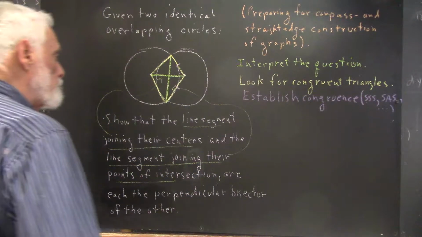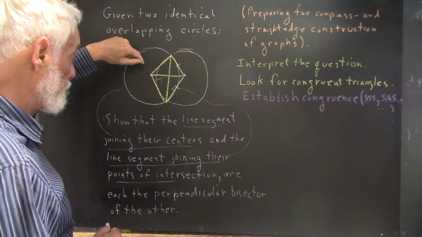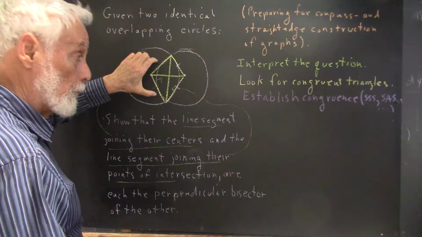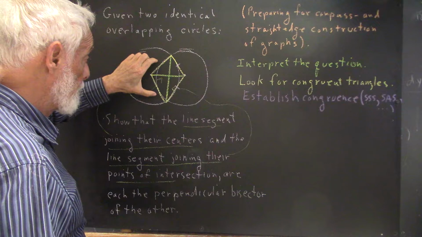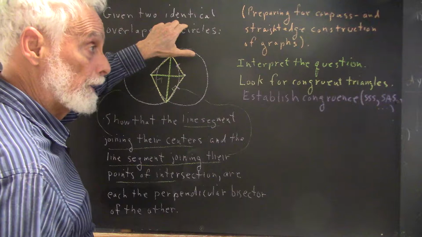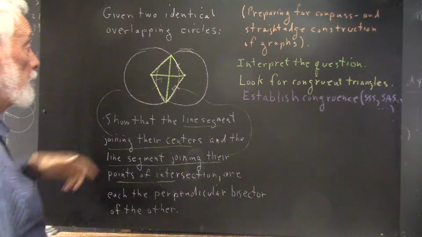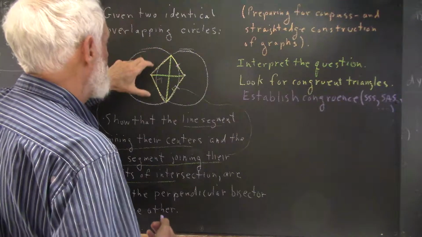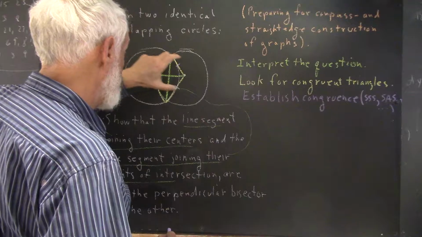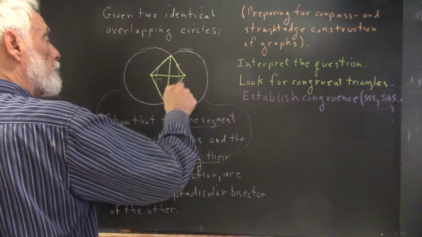Well, what else? This side is a radius of this circle, and so is this side. So these two sides are equal. And what's that tell you? And furthermore, these circles are identical. Which means what? That they have the same radius, so each of these sides, the radius of this circle, has to be equal to the radius of this circle, so each of these sides has to equal either of these sides. So these two sides are not only equal, they're equal to these two sides.